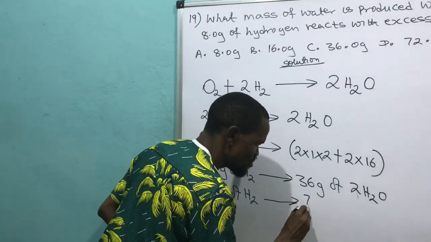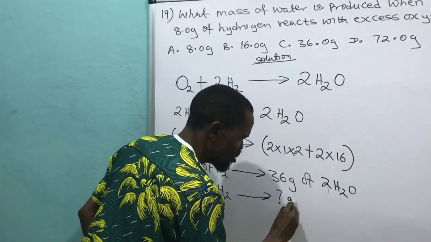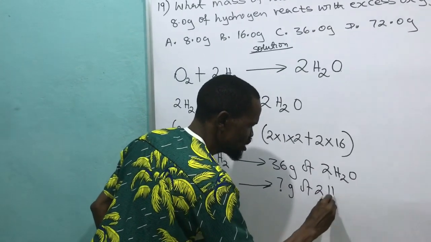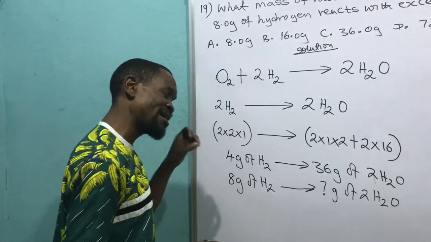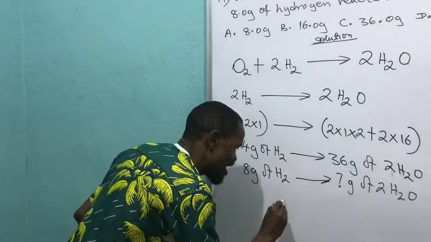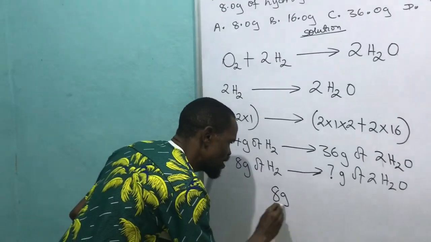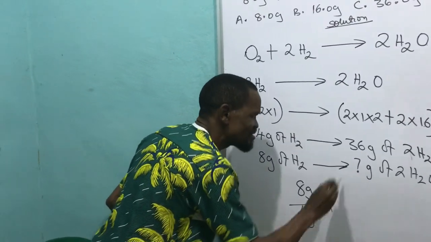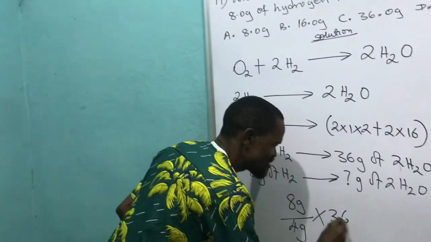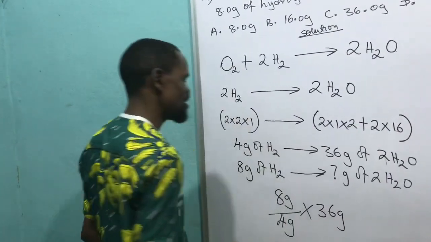Which is the question mark. What gram of 2H2O is it going to produce? And you remember what I told you, that my reference point always divides. I will say 8 grams divided by my reference point, which is 4 grams, times 36 grams. Are you there?